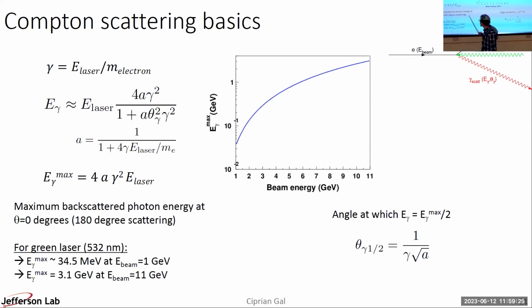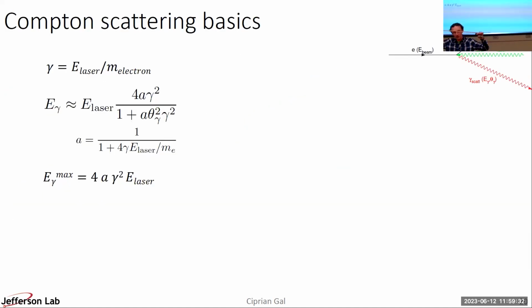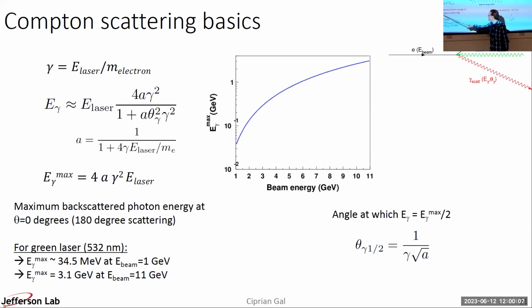The maximum backscattered photon energy. Who has the eraser? Okay. So if you look at this equation, when does Emax happen? At what scattering angle? When it's parallel with the beam, meaning theta is zero. When theta is zero, this disappears and this becomes that, right? We're all agreed on that? So the maximum backscattered photon energy is at 0 degrees, or 180 degrees scattering, because it's backscattering exactly.